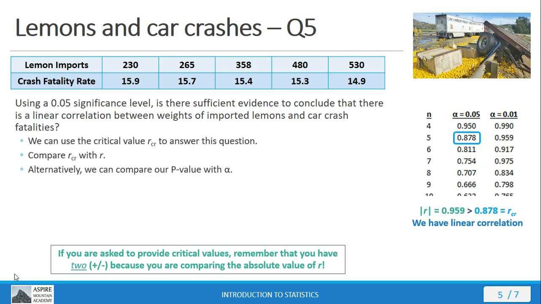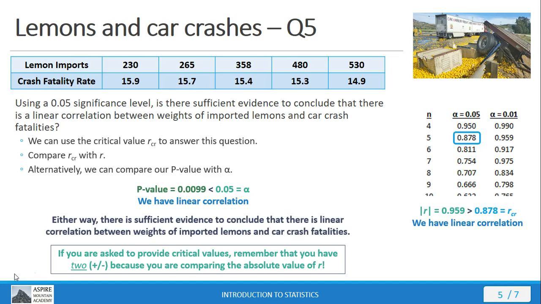The other way to get the answer here is to compare the p-value with alpha. So our p-value from our table that we saw there with our results from StatCrunch, 0.0099, compare that with 5%, we're well inside that threshold. So because the p-value fits inside alpha, we have linear correlation. Either way, there is sufficient evidence to conclude linear correlation between these two variables.